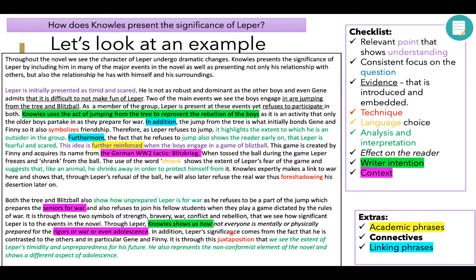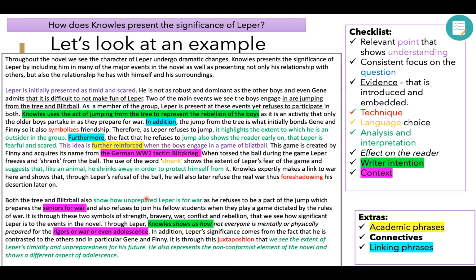In addition, Leper's significance comes from the fact that he is contrasted to the others, in particular Gene and Finny. So again, I'm going back to the key word from the question. It is through this juxtaposition, now I've mentioned here that he contrasts the others, and then I remembered that that's actually a technique, so I'm going to include it here in the next sentence. So he is juxtaposed with these characters in many ways. It's through this juxtaposition that we see the extent of Leper's timidity and unpreparedness for his future. He also represents the non-conformist element of the novel and shows a different aspect of adolescence.